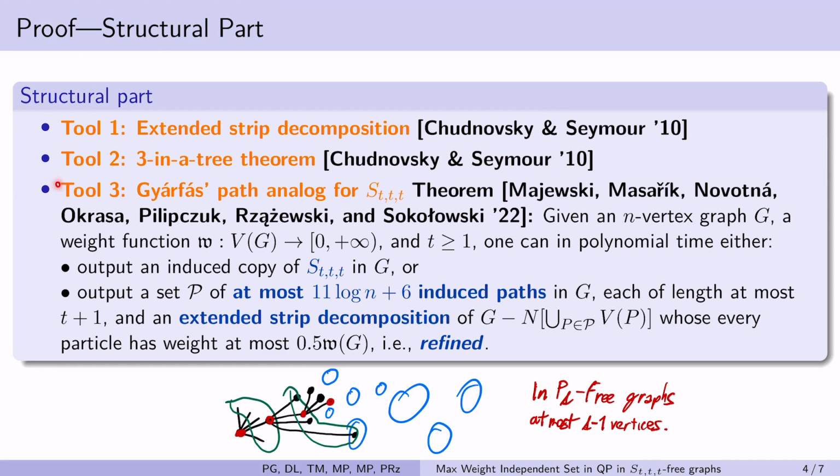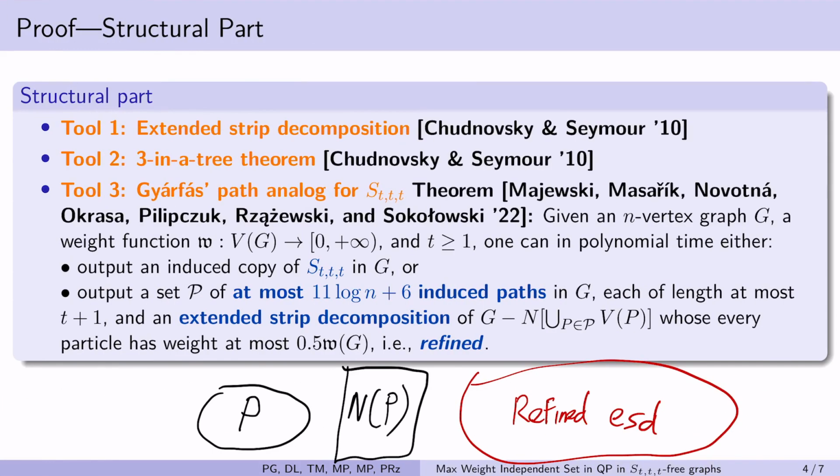But what this analog of the Gyárfás path tool tells us is that there is a set P of logarithmic size such that if we remove its neighborhood, we get a refined extended strip decomposition. What we mean by refined is that every part, which you can think of as an edge or vertex or a triangle blob or some slightly bigger components than this, has weight at most half of the weight of G.